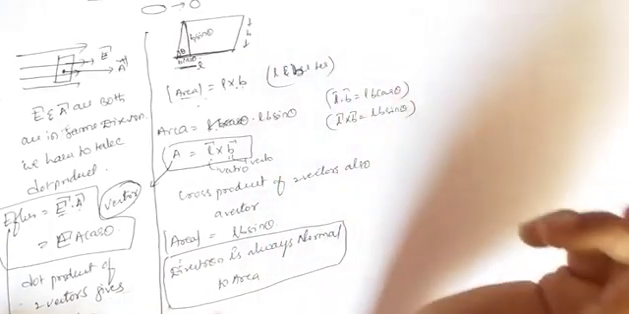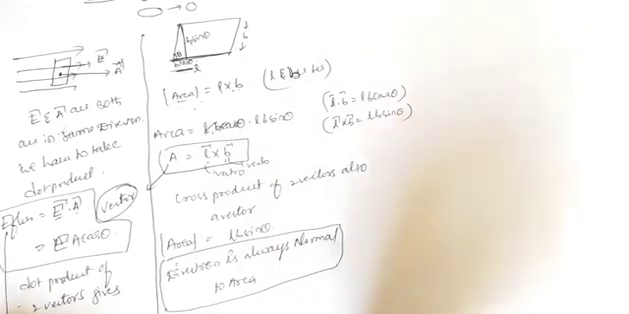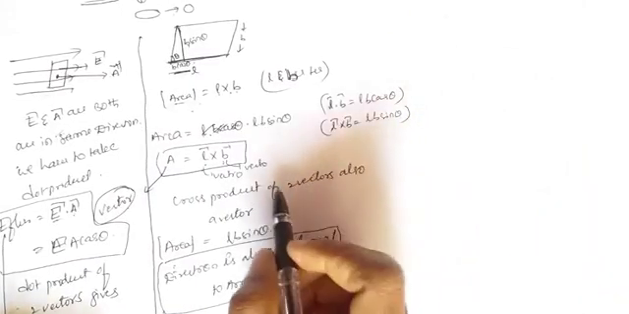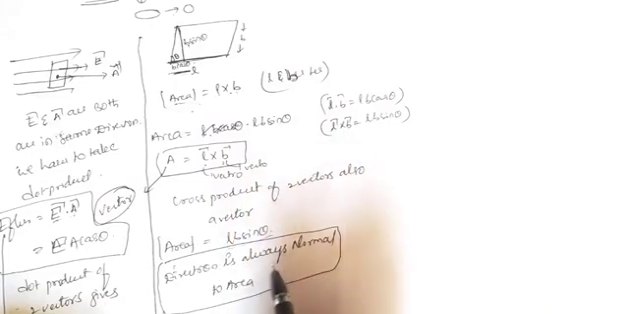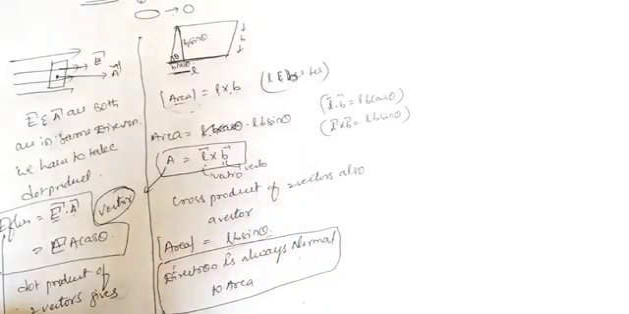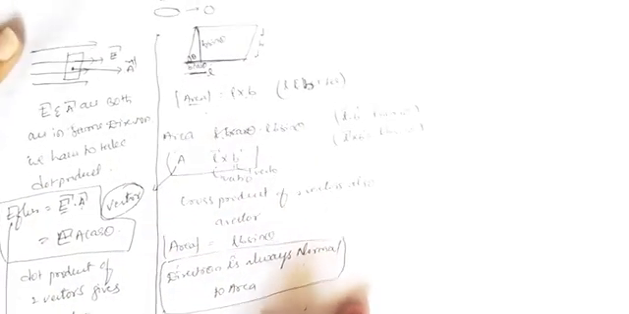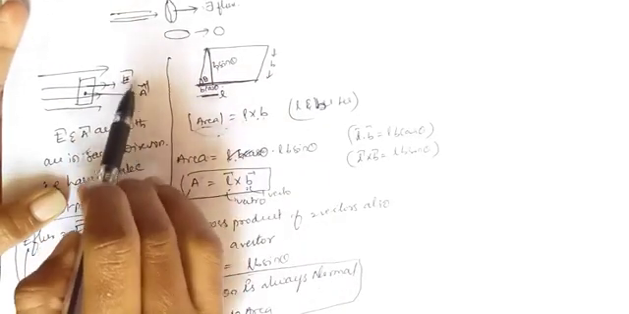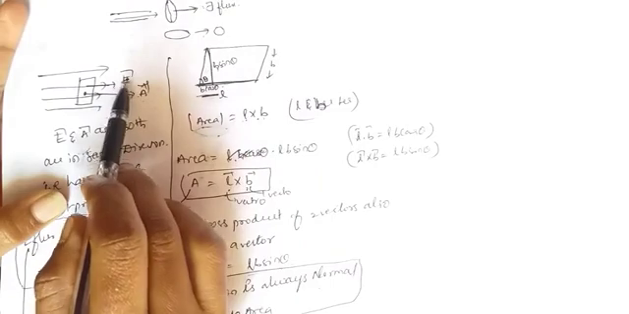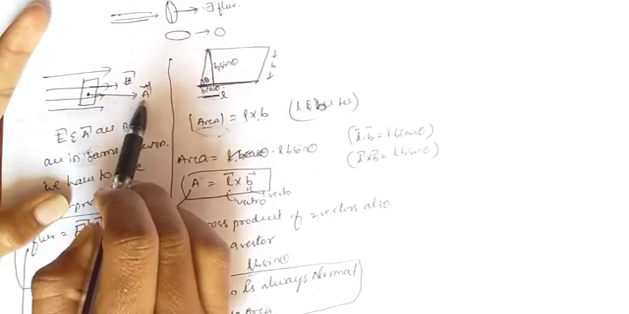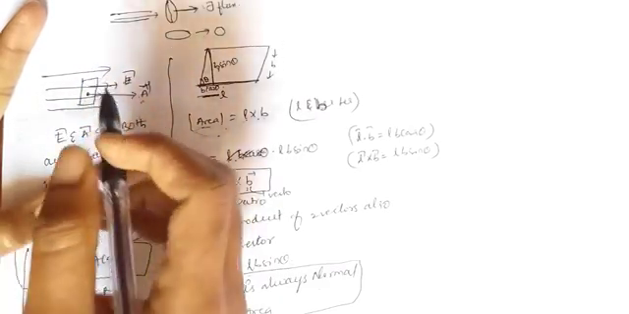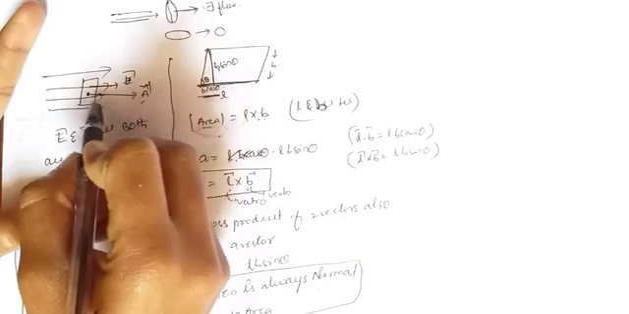Here we are considering the area as a vector. Why? Because it has a magnitude and direction. Magnitude is L b sin theta, and direction is always normal to the area. Let us take this is an electric field. If we place the area here, the electric field and area are in the same direction. Why are E and A in the same direction? Because A is always normal to the area.